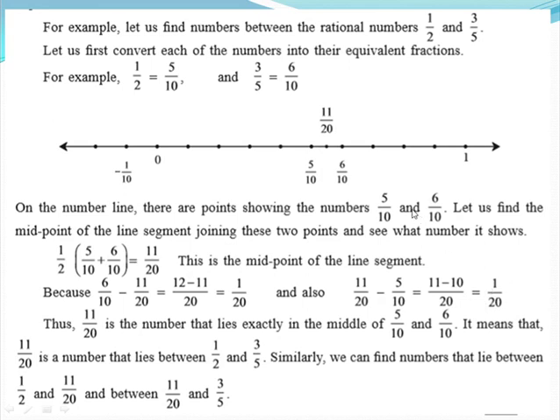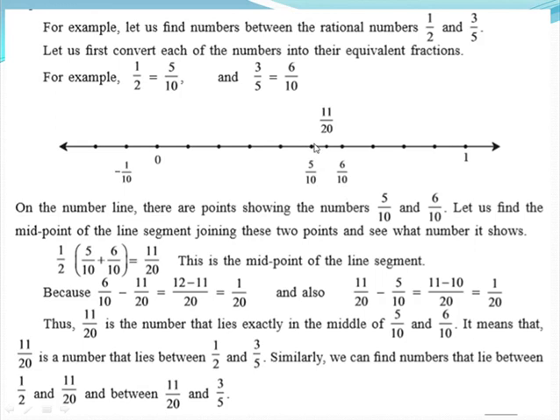That is, the distance between 5 upon 10 and 11 upon 20, and also between 11 upon 20 and 6 upon 10, is 1 upon 20. That is, the distance of 11 upon 20 from 5 upon 10 and from 6 upon 10 is the same. Hence, we say that 11 upon 20 is the midpoint of the segment with endpoints 5 upon 10 and 6 upon 10. Here we got one number between these two rational numbers.